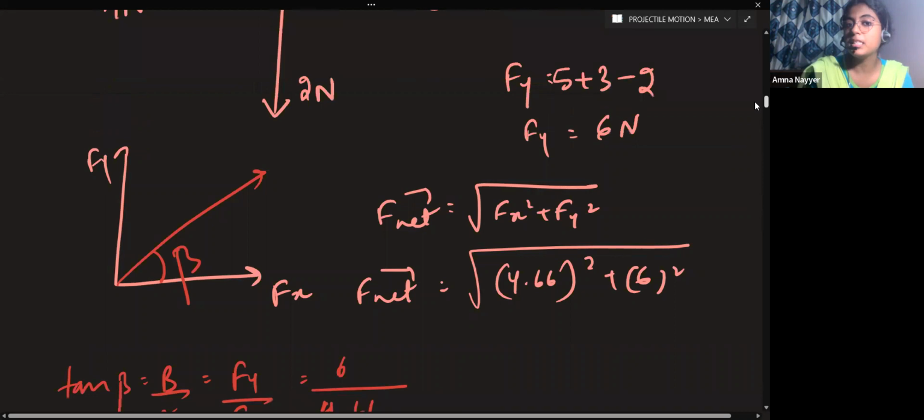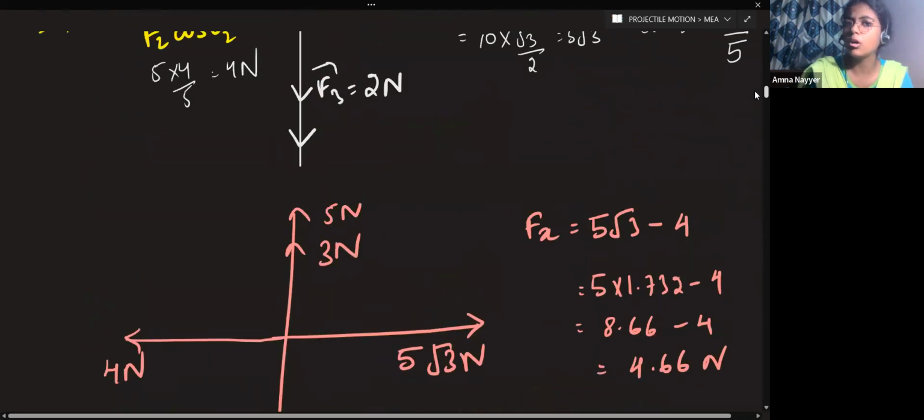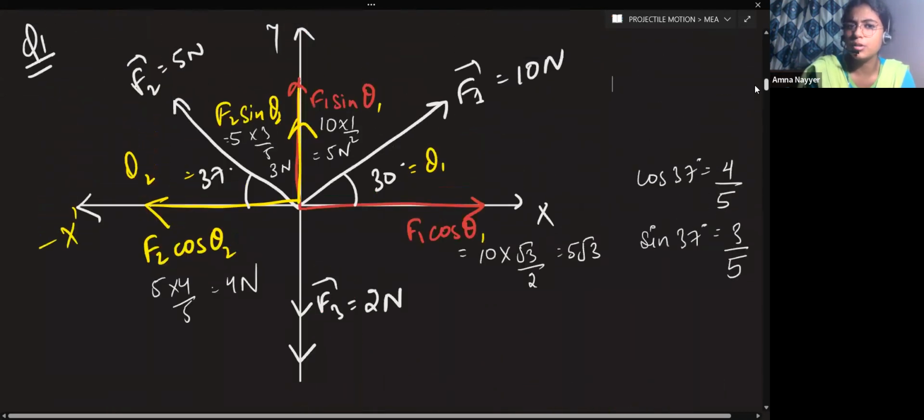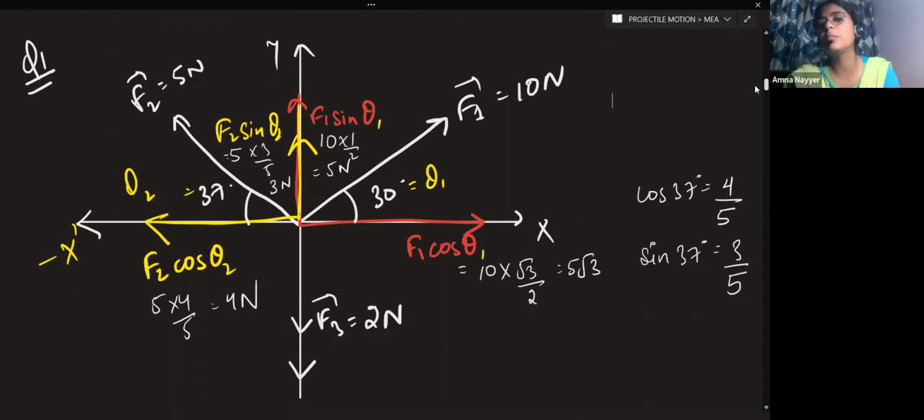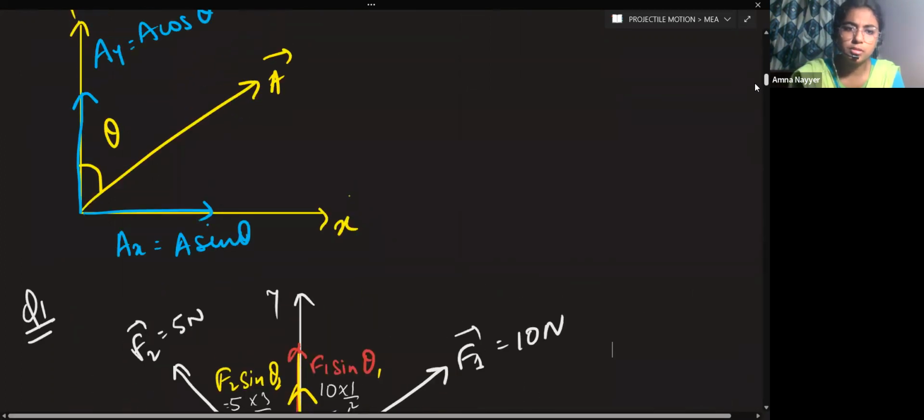For example, let's say this was a question of your laws of motion. Without understanding of resolution of vectors, you will not be able to solve the question further. Did you write the above question? From here, copy it down.